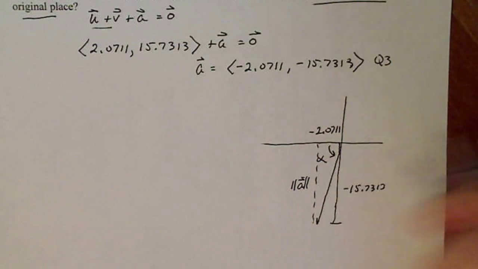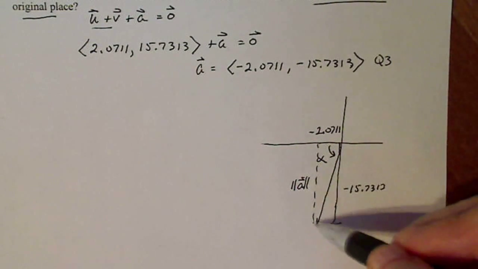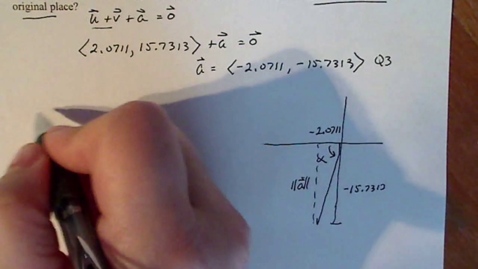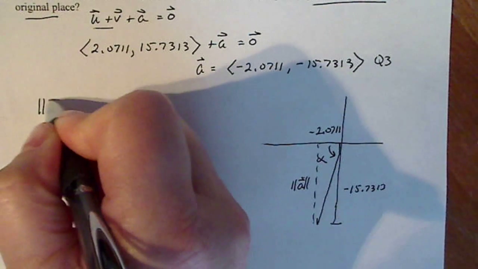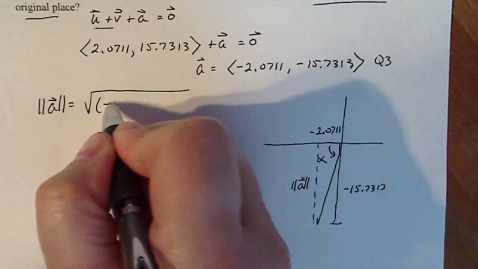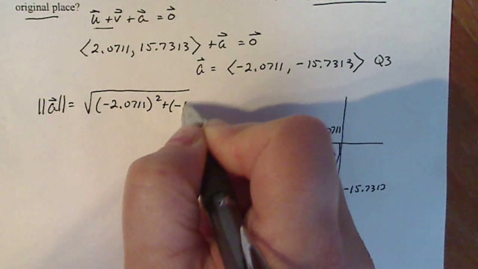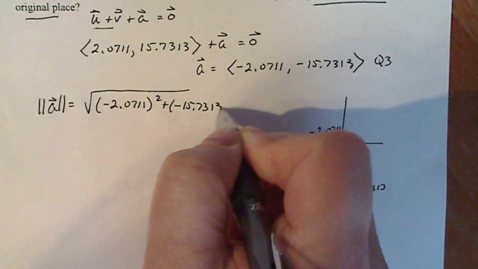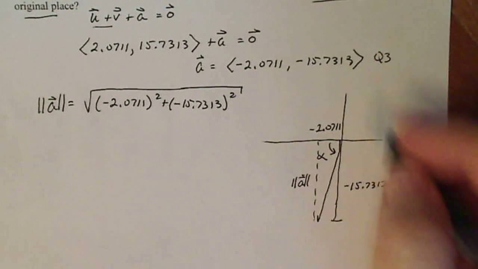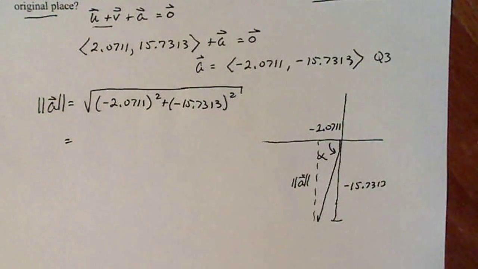A. Now, if you can see this, I can see the Pythagorean theorem going on here. The magnitude of A is just the square root of those two guys squared. So let's do that one first. The magnitude of A is equal to the square root of minus 2.0711 squared plus minus 15.7313 squared. That'll give me my magnitude, which is really important if I want to find that angle right there. So the magnitude needs to be done first.